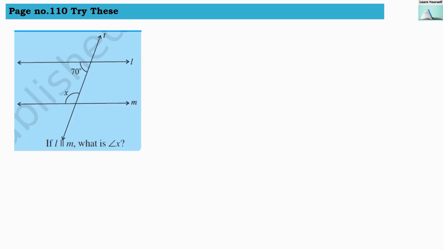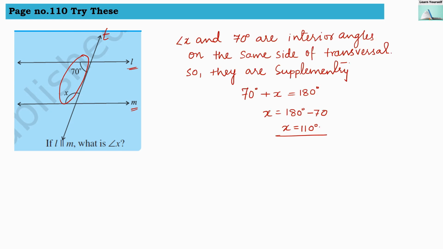Third example, X and 70 degree. Here two lines are there, lines L and M. T is our transversal. Here you can see that 70 degree and X, they are both interior angles and they are on the same side of the transversal. So they are supplementary. So we can write our answer here that yes, L is parallel to M because angle X and 70 degree are supplementary.